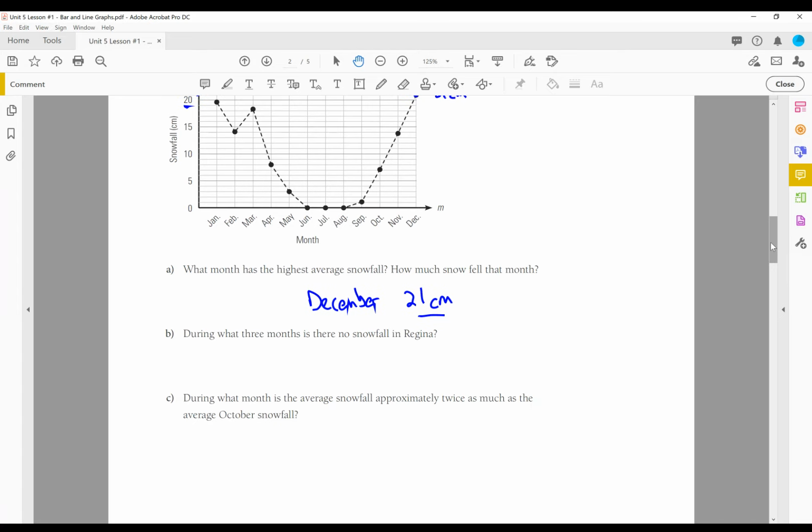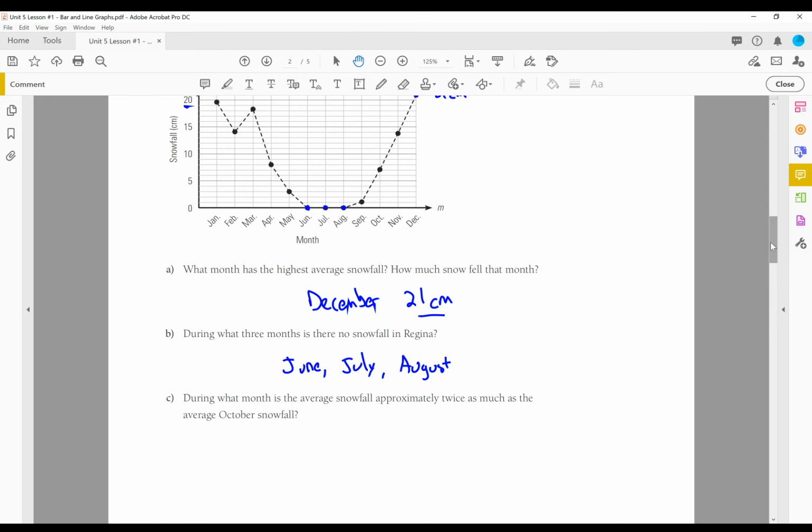So B says, during what 3 months is there no snowfall in Regina? Well, looking at the graph, I've got no snowfall in June, no snowfall in July, and no snowfall in August, which makes sense because those are the summer months. So I'm going to say June, July, and August.